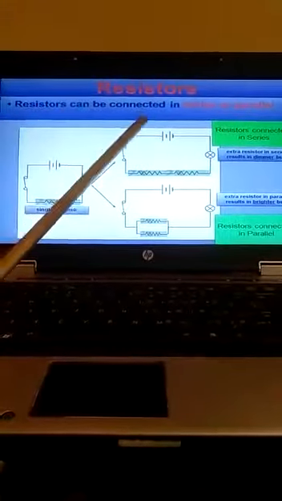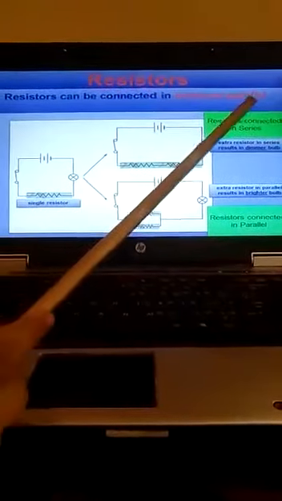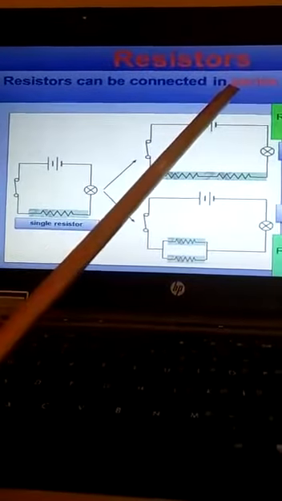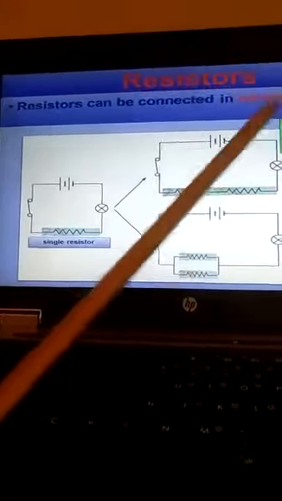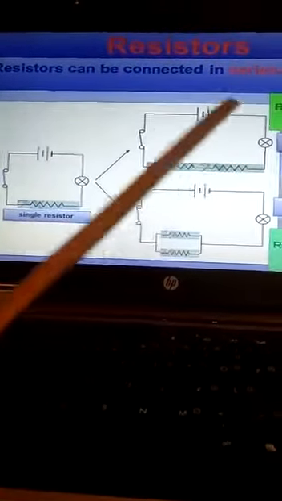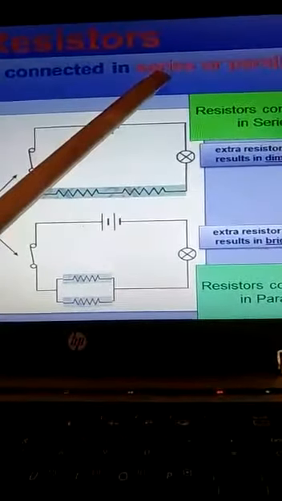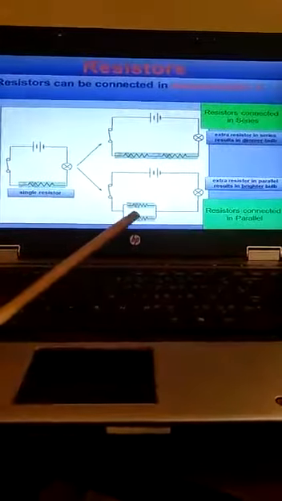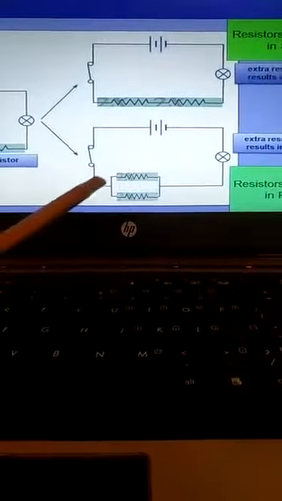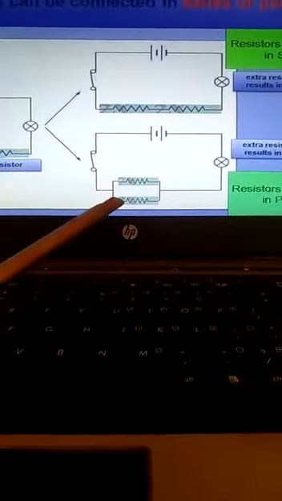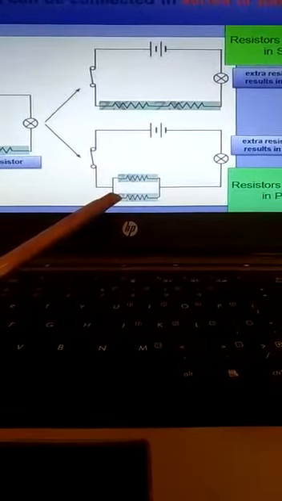Resistors can be connected in two forms. One is series, one is parallel. Remember, S is for straight. When we connect resistors in a straight line, end to end, we say they are series resistors. But when we connect resistors in the form of a ladder, one above the other, we say it is a parallel connection.